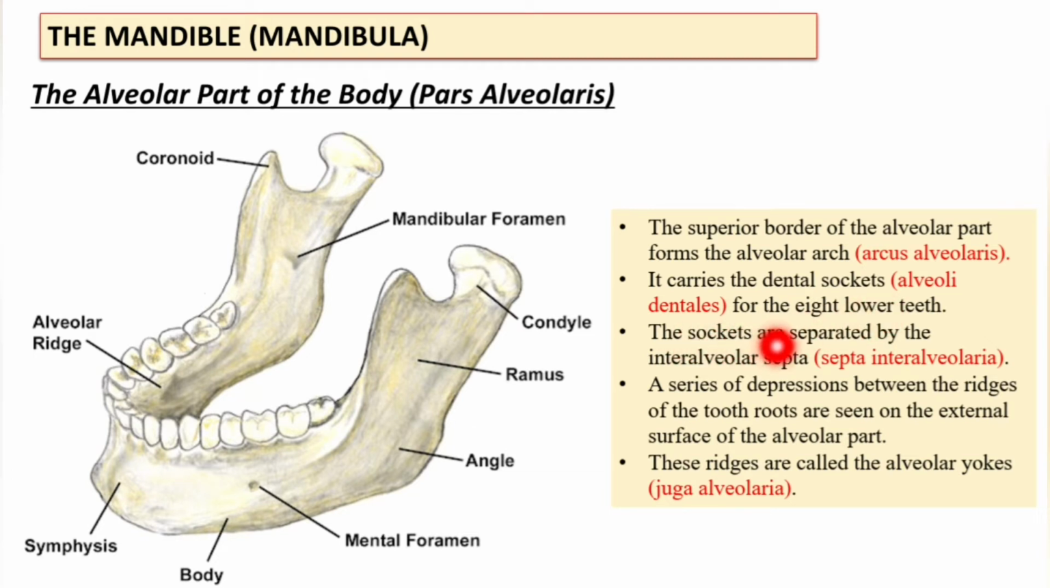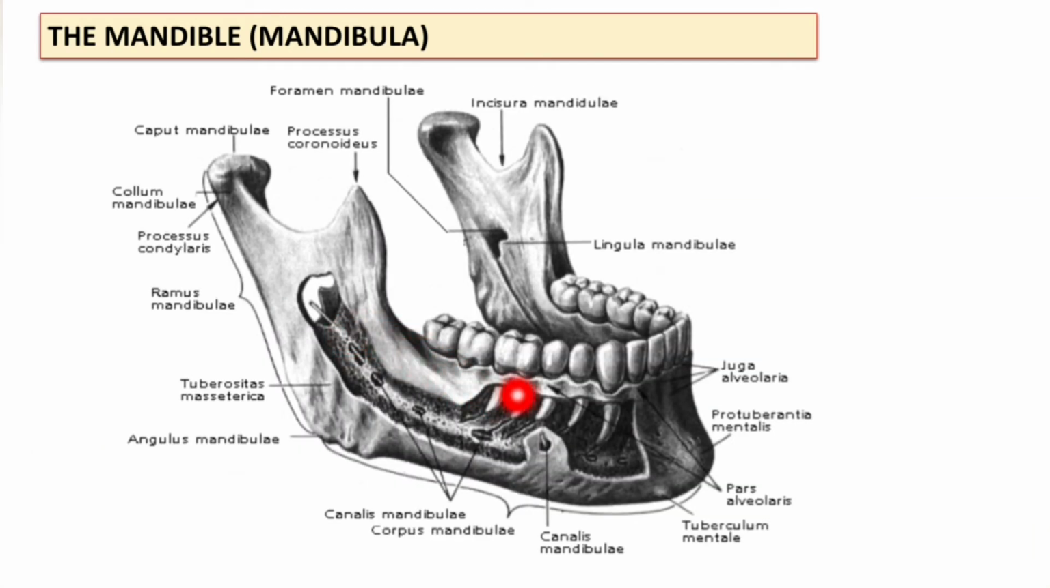The sockets are separated by the interalveolar septa, septa interalveolaria, and a series of depressions in between the ridges of the tooth roots are seen on the external surface of the alveolar part. I will show you another picture where you can actually see them. And these ridges are called the alveolar yokes, juga alveolaria. So that's all about the alveolar part.